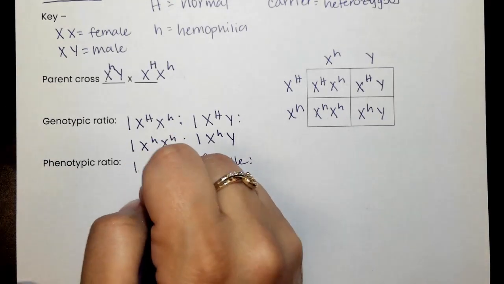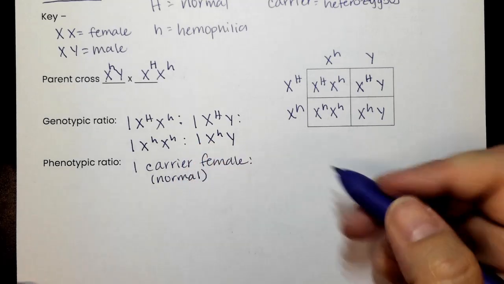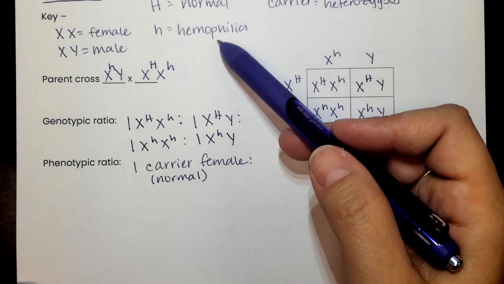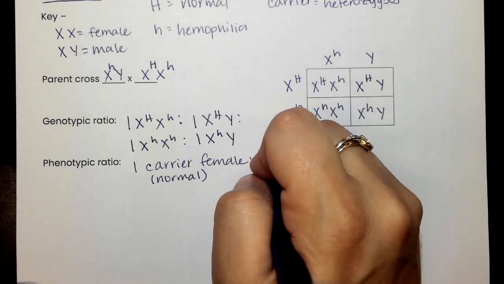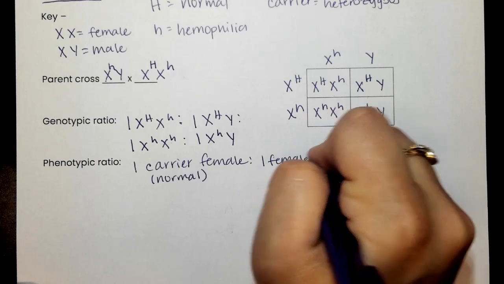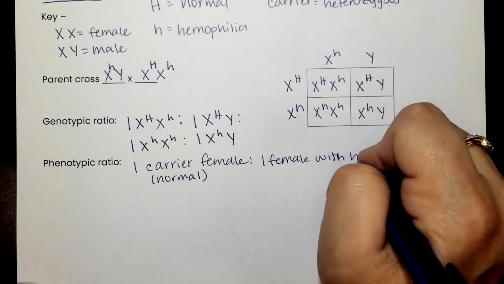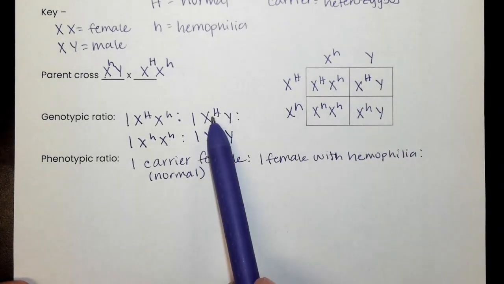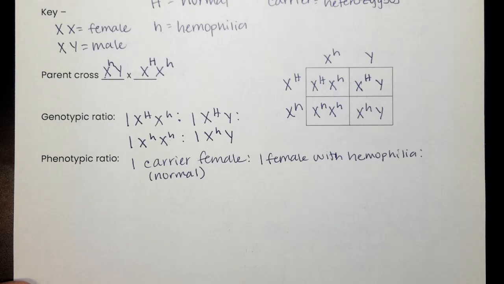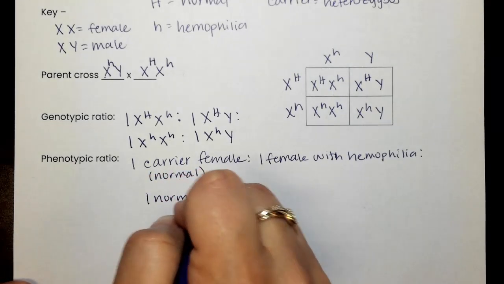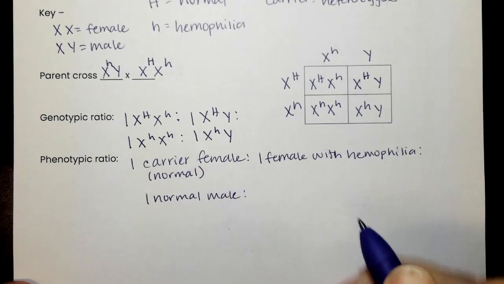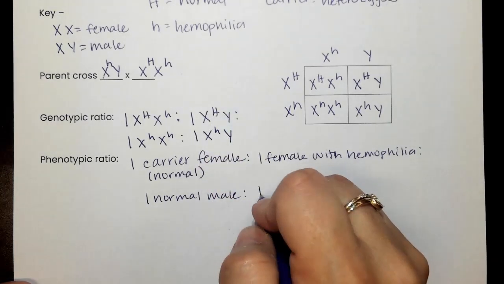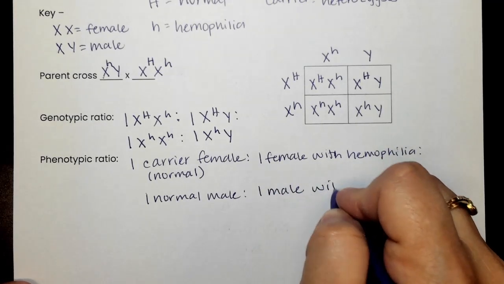Let's just go ahead and write that under. This female offspring would have hemophilia because she has 2 little h's. So 1 female with hemophilia. This male would be normal because he's got a big H. And then this male would have hemophilia because he has a little h. So 1 male with hemophilia.